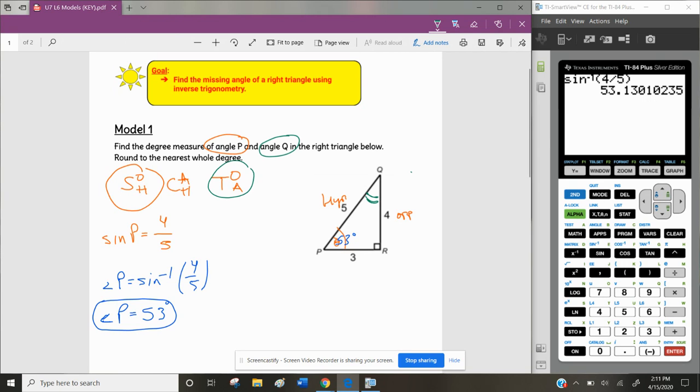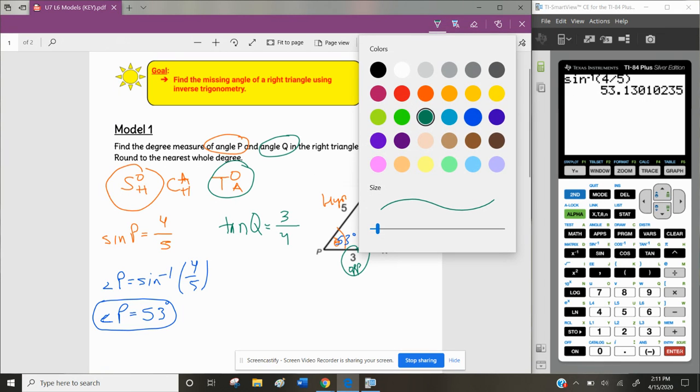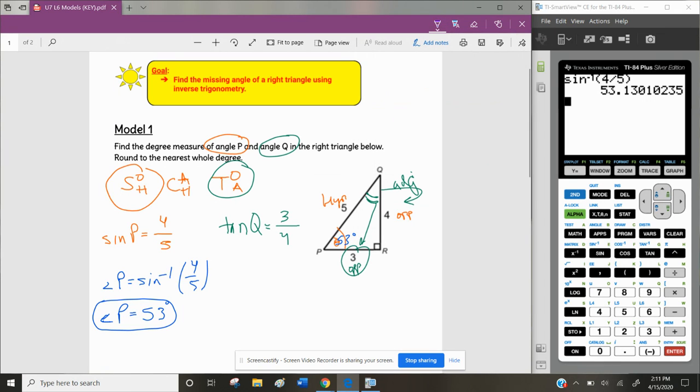So I'll use tangent for angle Q. So the tangent of angle Q will be the opposite, which for Q would be 3, over the adjacent, which for Q would be 4. Okay, so again, I can't divide by tan of Q. I have to use the arctangent. So angle Q will equal the arctangent of 3/4, that tangent ratio.